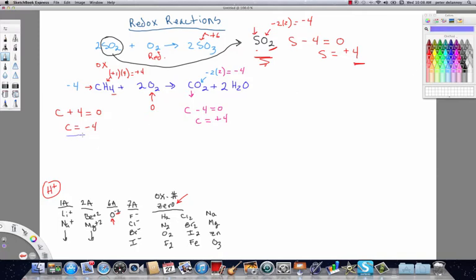Notice that we went from -4 to +4. So right now we know that yes, it's a redox. So we know electrons have definitely been transferred. The only way the carbon could go from -4 to +4 is by the loss of electrons. I'm going to write that down. The loss of electrons is being demonstrated right here. Loss of electrons. All right. So the CH4 is being oxidized.